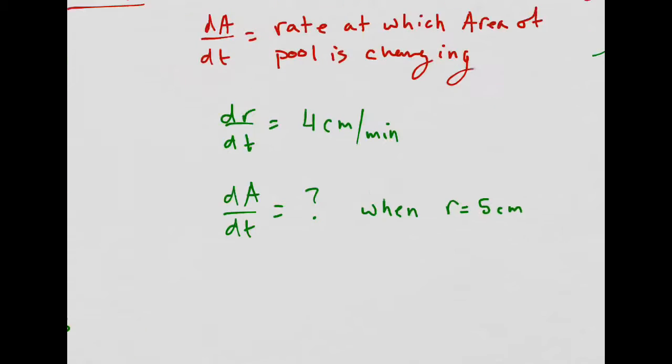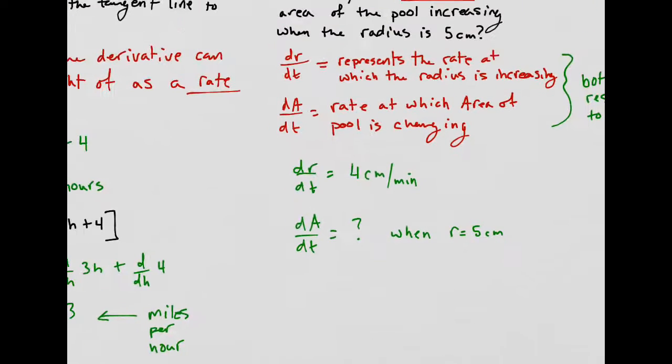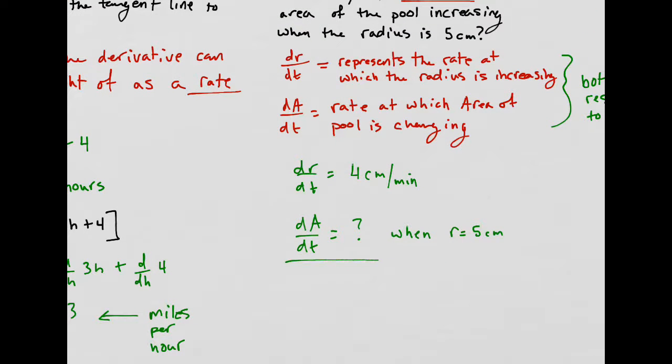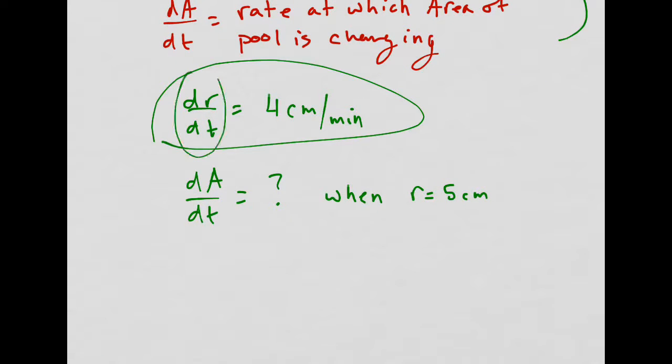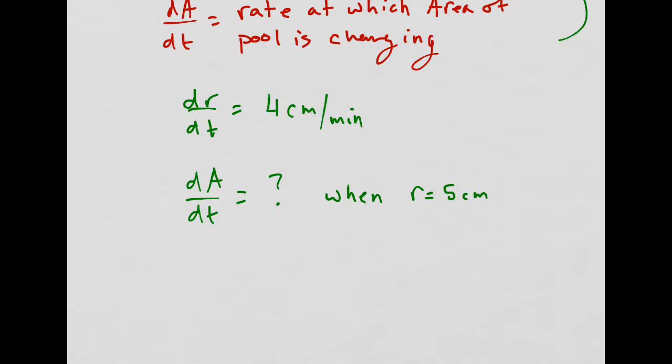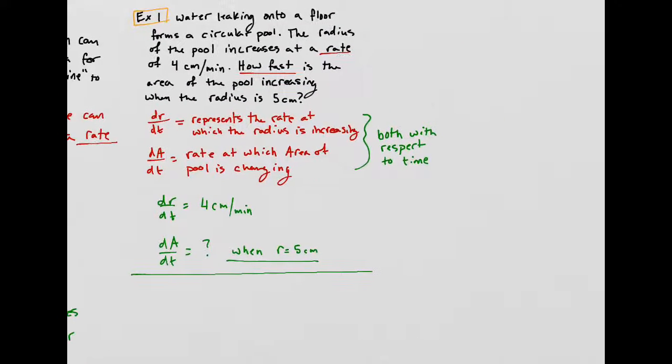I'll probably drop the units until the very end. You have to have the units at the end. But this is what it's asking, and that's very important to write down. So you write down the rates that you have in derivative notation, and then you write down the rate that you want in derivative notation, but also with the when part. So there we go. Now I'm ready to start my problem.